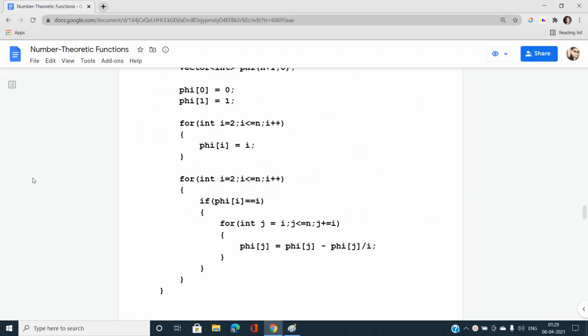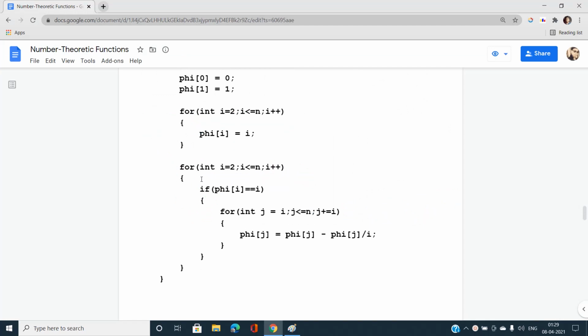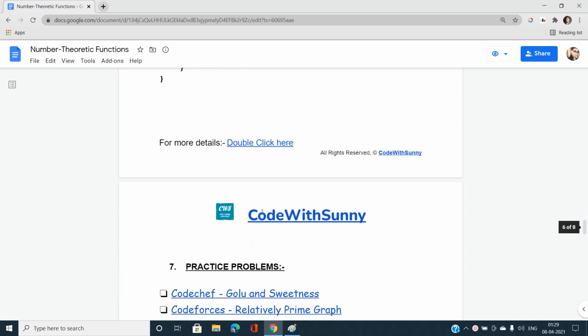You can see the implementation is quite similar to that of the sieve. Start from i equal to 2 and go up to i less than or equal to n, and whenever we find phi of i equals i, it means we have found a prime. Then iterate over its multiples. Note that I am talking about multiples, not proper multiples. So I iterate for j equals i, j less than or equal to n, j plus equals i, and change phi of j to phi of j minus phi of j by i, since i is a prime factor of the number j. So this was the implementation.